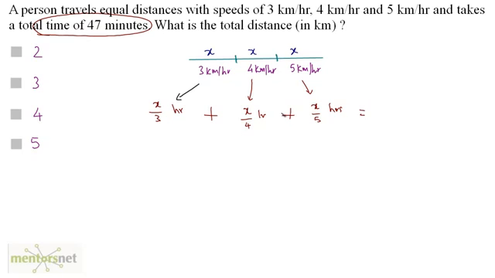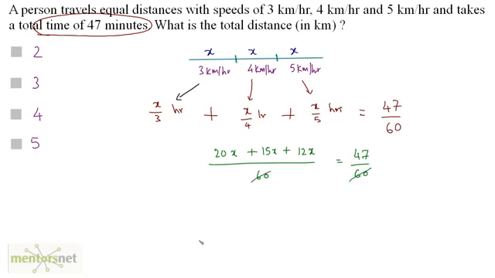But these times are in hours, so you'll have to convert 47 minutes into hours. Well, how do you convert it? Well, just divide it by 60. So 47 divided by 60. So on the left hand side you have, take the LCM of 3, 4 and 5, which is 60. 3 times 20 is 60, so 20x plus 4 times 15 is 60, so we have 15x, plus 5 times 12 is 60, so we have 12x, equals to 47 by 60.